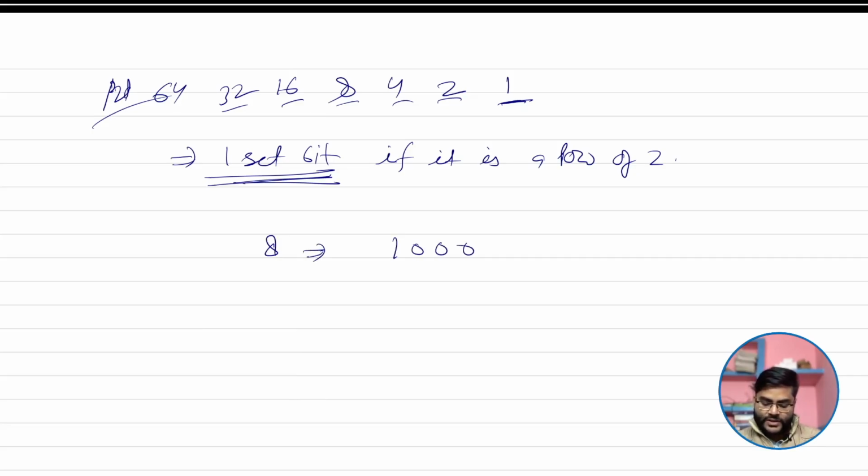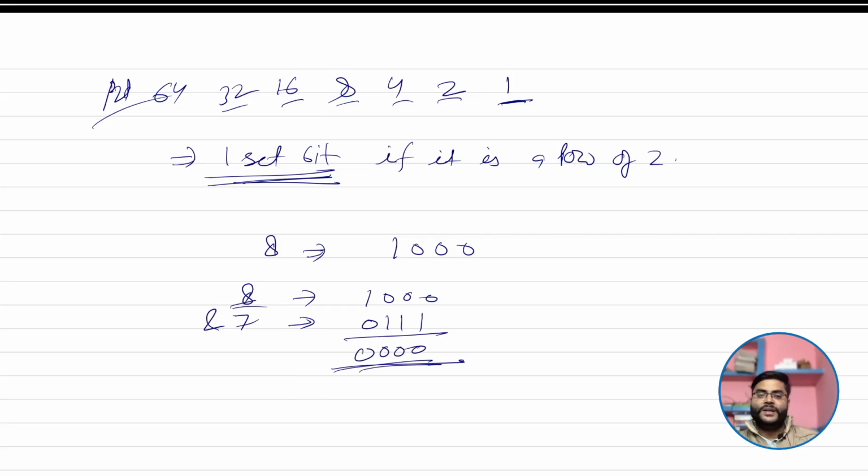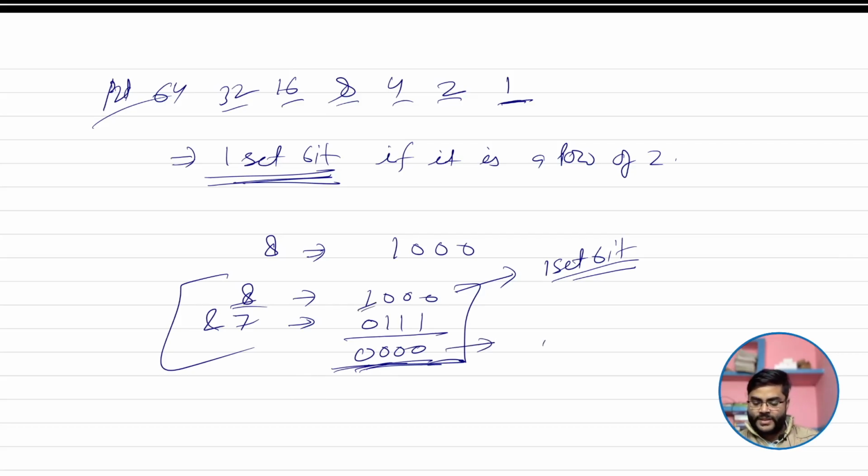And if I use Kernighan's algorithm, what will it do? 8 and 7. So 8 can be written as 1000 and 7 can be written as 0111. If it is a power of 2, your answer will always be 0 by using Brian Kernighan's algorithm. Why? Because we had only one set bit, and Kernighan's algorithm clears the rightmost set bit. If we have only one set bit and you clear it, the answer will always be 0. And if it is 0, we can say that it is a power of 2.